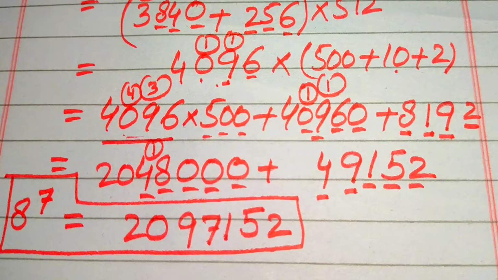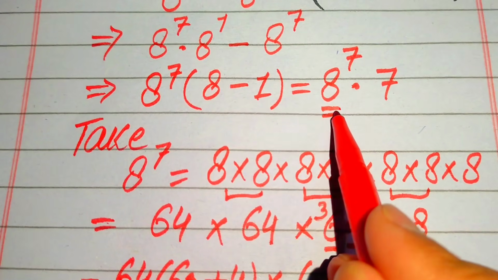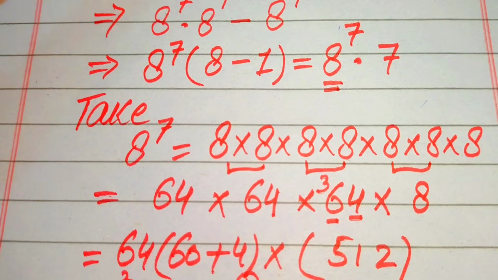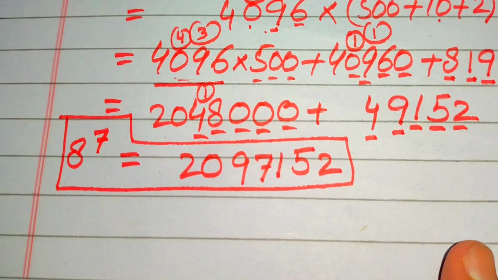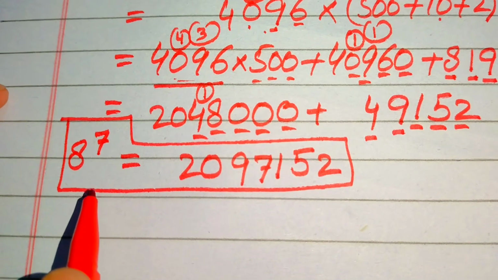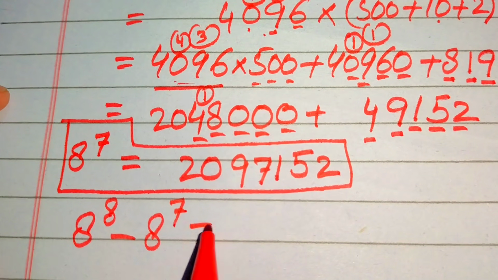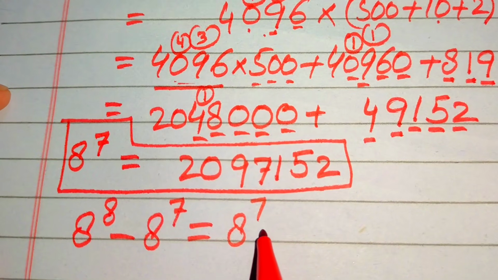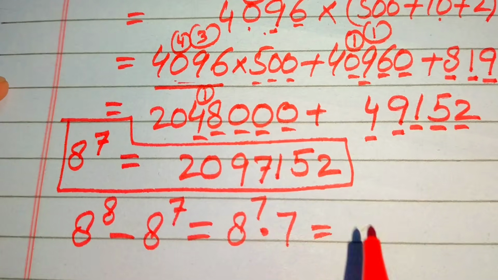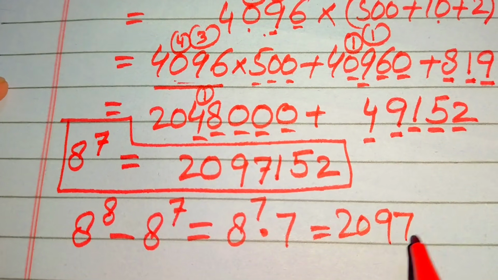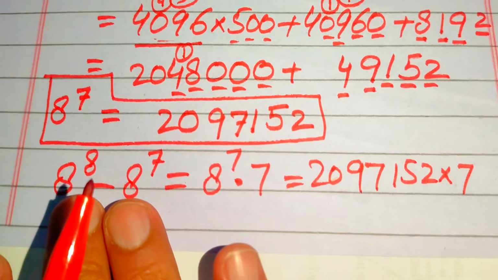So now we need to move backward, and here you see that we substitute the value of 8 to the power of 7 here and we get our final destination. So here we just multiply 8 to the power of 7 with 7 in order to get the value of 8 to the power of 8 minus 8 to the power of 7. So this is equal to 8 to the power of 7 multiplied by 7. We have the value of 8 to the power of 7, this one, 2097152, and we need to multiply it with 7.